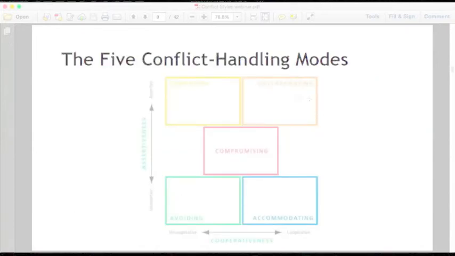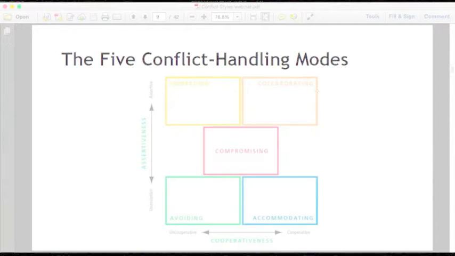So here are the 5 conflict handling modes that we're going to be talking about today: competing, collaborating, compromising, avoiding, and accommodating. We're going to look at each one of these, so you can see where they are in the spectrum. None of them are good or bad. They all are just different modes, and they all have their purpose in dealing with some kind of conflict.